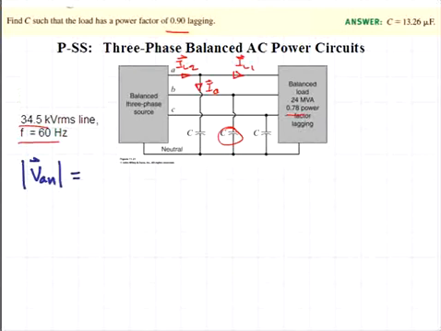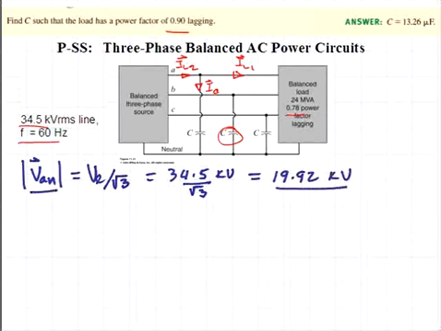voltage will equal V line divided by the square root of 3, which is 34.5 kilovolts divided by the square root of 3, and that's equal to 19.92 kilovolts for the magnitude of the phase voltage. For the general expression for V sub A, the phase voltage, let's assume that it is a magnitude V sub M at an angle theta sub V.